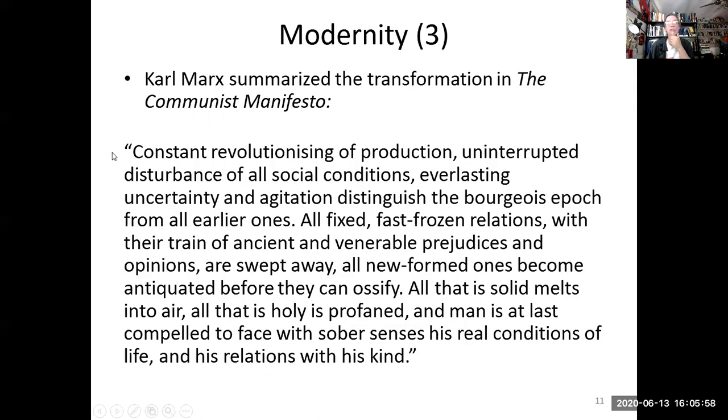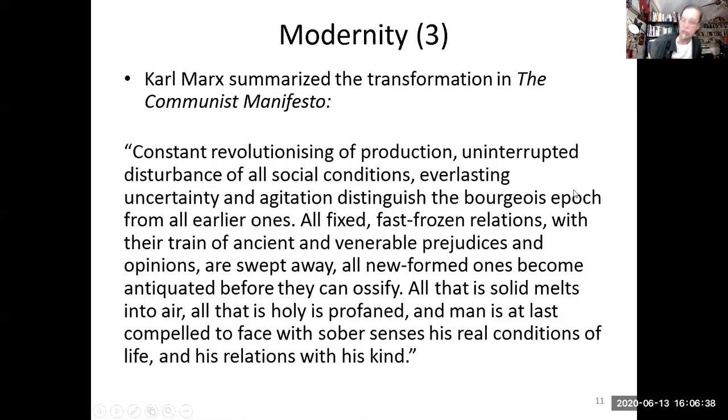This is a widely cited passage to describe this transition, particularly this phrase: "All that is solid melts into air, all that is holy is profaned, and man is at last compelled to face with sober senses the real conditions of life." Now remember, in this era and really into the 20th century, people said "man" when they really meant humans. So feminists have noted this, and you may have noticed that too. It seems a little archaic. Well, it is archaic. This was written in 1848.